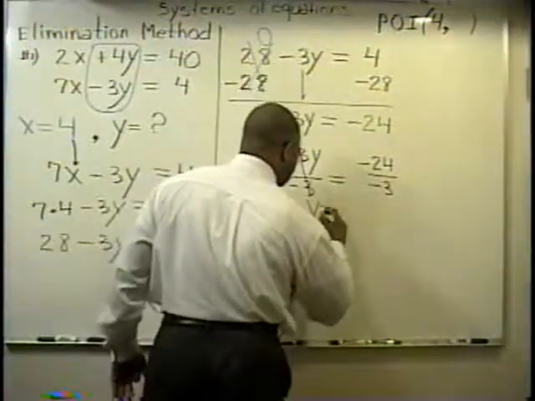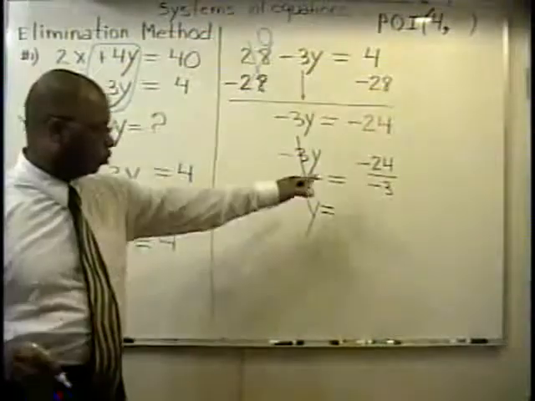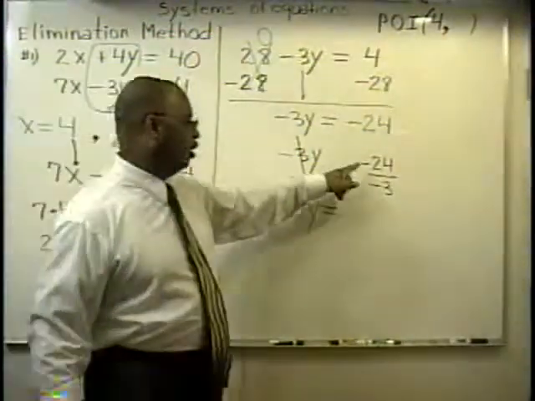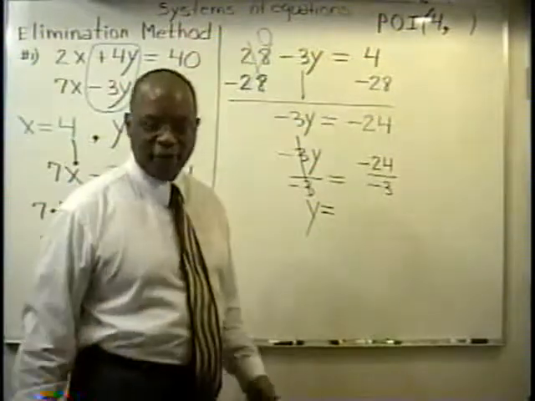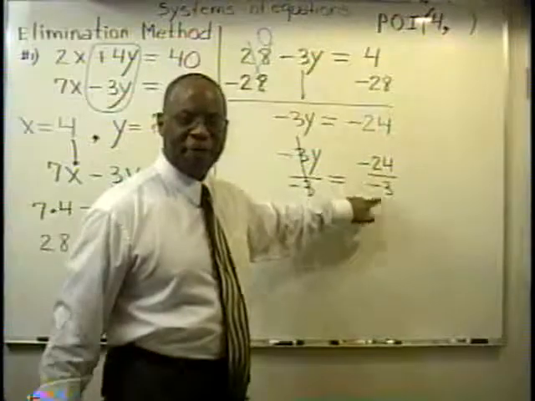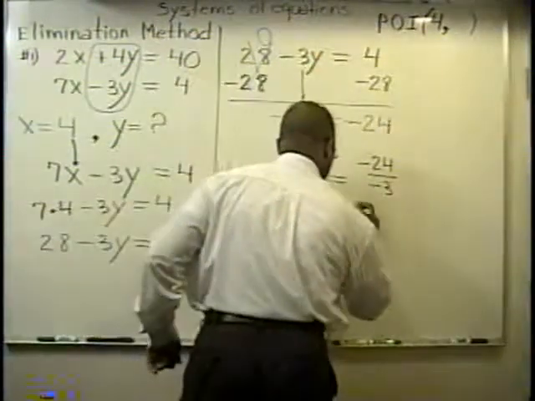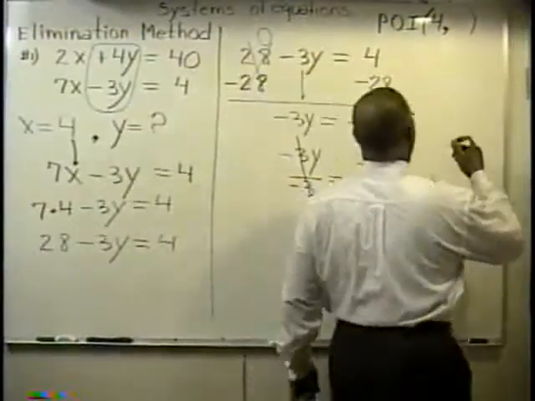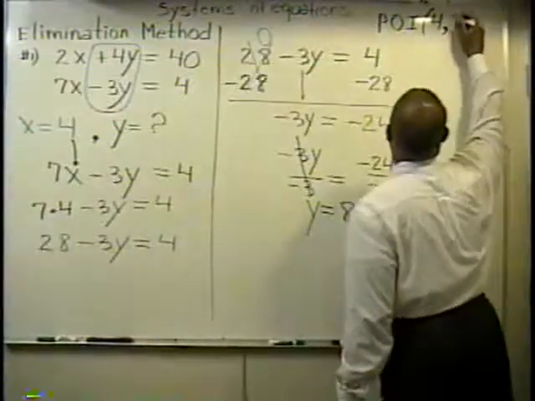Okay. Now, what do you see here? Negative over negative is positive, and 24 divided by 3, that line means to divide, is 8. So now we know that our point of intersection of these two lines is (4, 8).